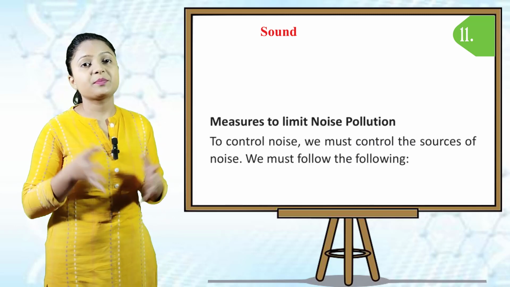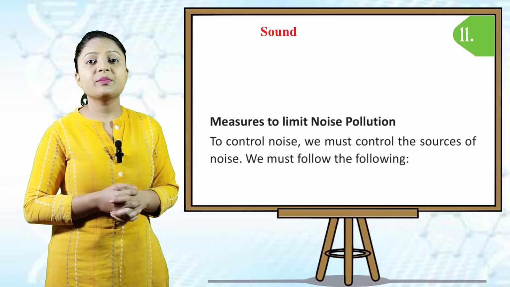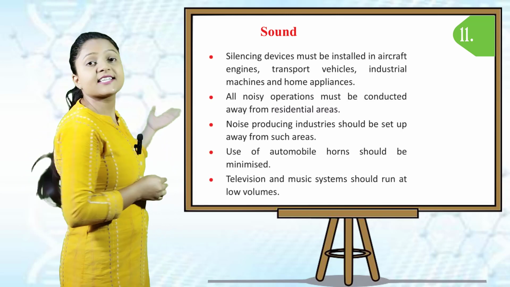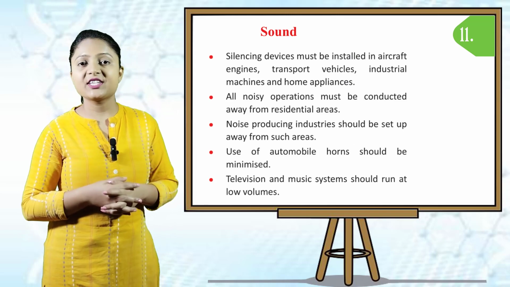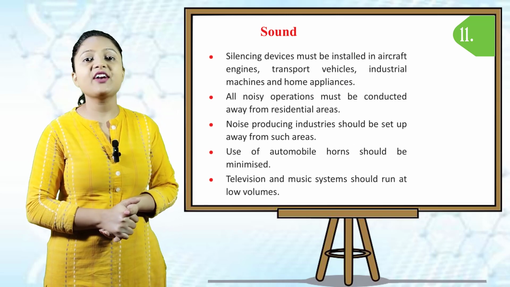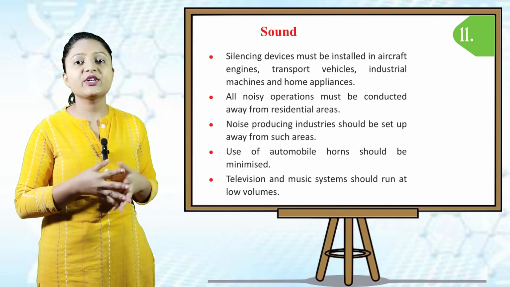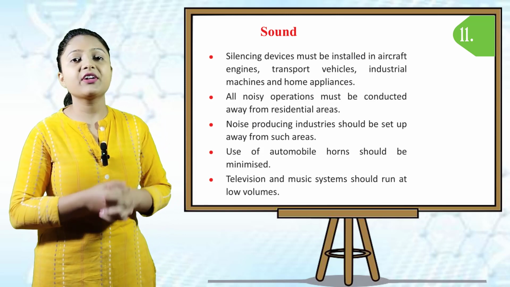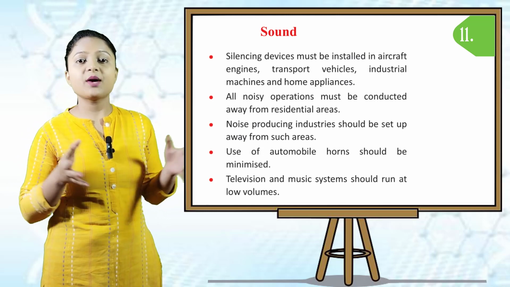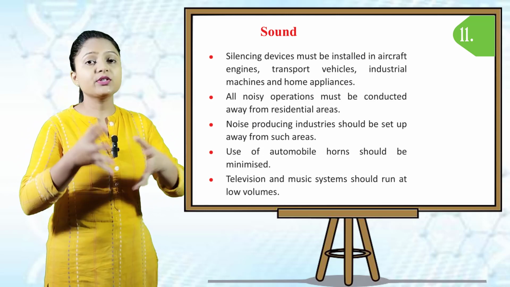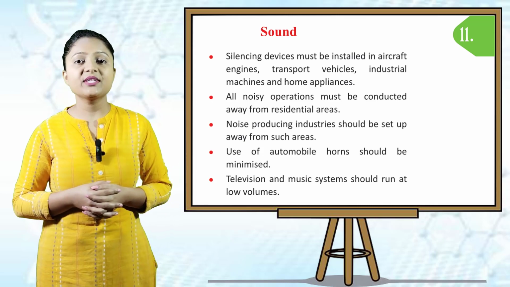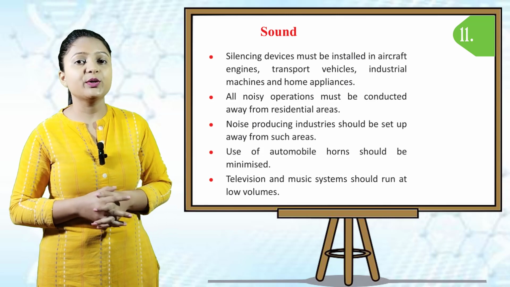Measures to limit noise pollution. To control noise, we must control the sources of noise. We must follow the following. First, silencing devices must be installed in aircraft engines, transport vehicles, industrial machines, and home appliances. All noisy operations must be conducted away from residential areas. Noise-producing industries should be set up away from such areas. Use of automobile horns should be minimized. Television and music systems should run at low volumes.